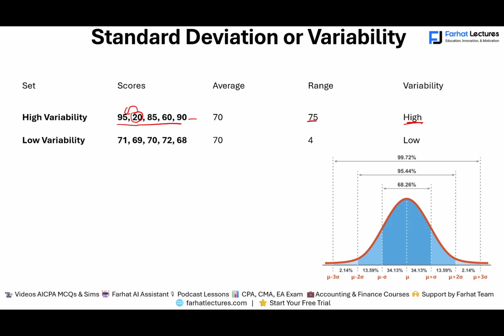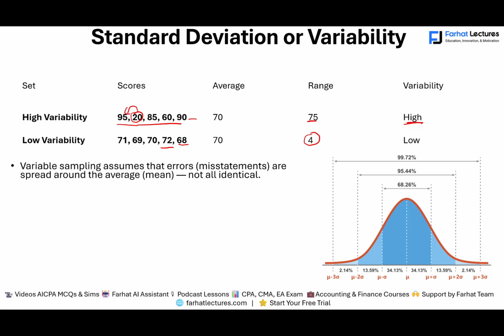Versus class B, it ranges from 68 to 72, so the range is 4. When we have more variability, the standard deviation is higher. It means the population is riskier. Why? Because you never know what you're going to get next. The unknown is higher. So therefore, variability is more risk.